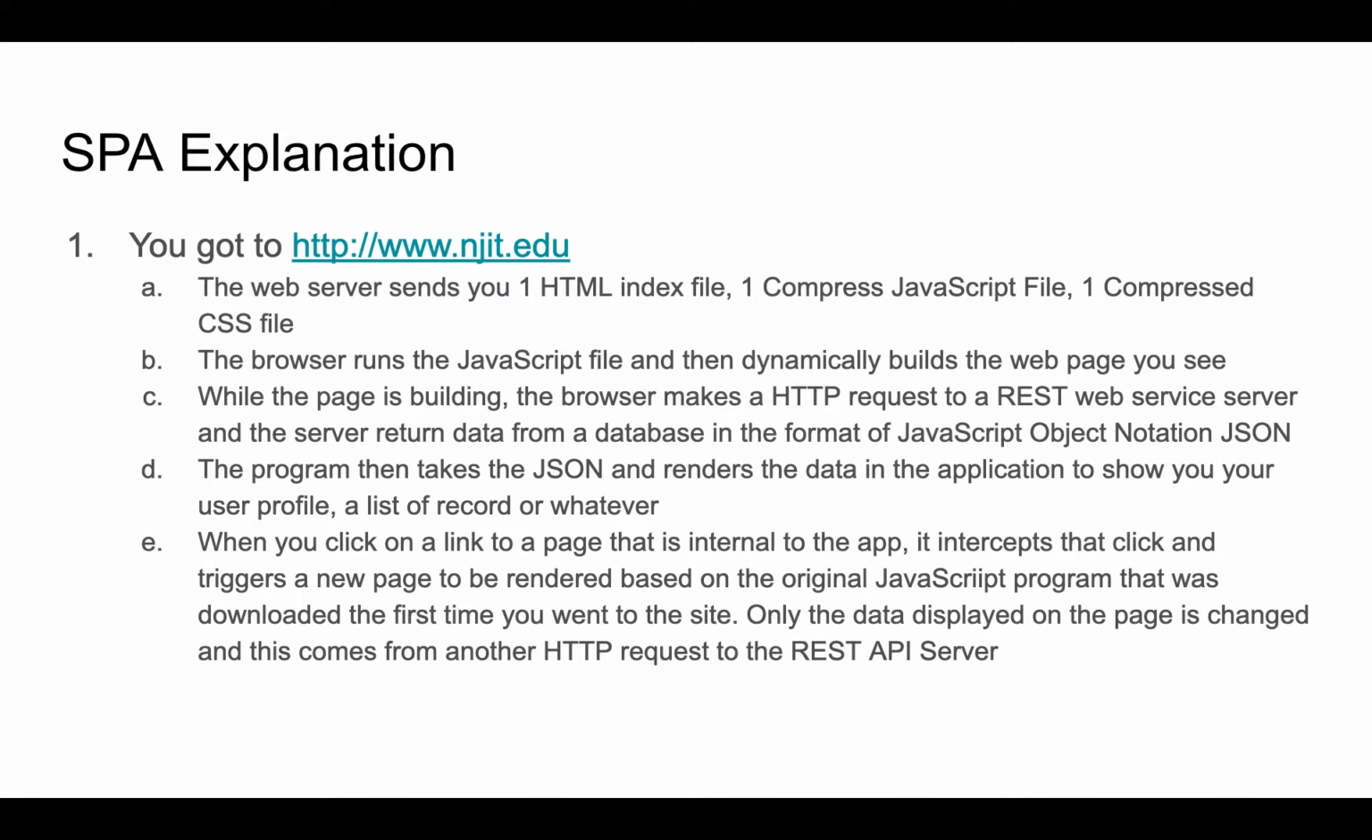The program in the browser then takes the JSON and renders the data in the application to show you your user profile, a list of records, or whatever it is that you expect to see on that web page. And every time you click on a link on that page that is internal to the app, the browser intercepts that click and triggers a new page to be rendered based on the original JavaScript program that was downloaded the first time you went to the site. Only the data displayed on the page is changed, and this comes from another HTTP request to a REST API server.